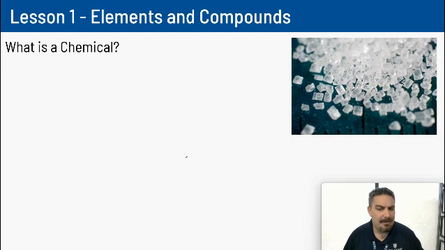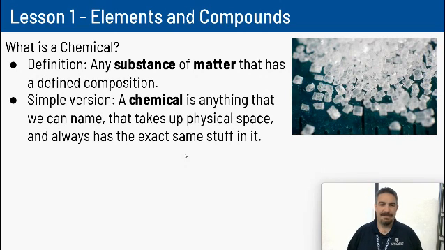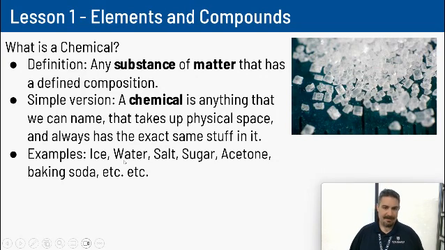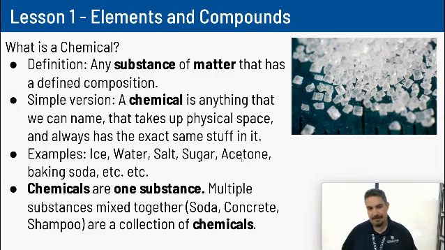So what is a chemical then? Well, it's any substance of matter that has a defined composition. There's some fancy words, I know. A simple version is a chemical is anything we can name that takes up physical space and always has the exact same stuff in it. Water, it's a chemical. Oxygen, chemical. Carbon, chemical, right? Some examples here we have ice, water, salt, sugar, acetone, baking soda. Chemicals are one substance, though. It's one thing. Multiple substances that are mixed together, like soda, concrete, shampoo, is a collection of chemicals.